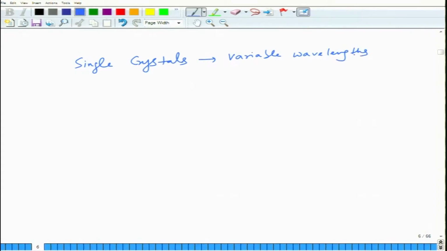So that you have multiple peaks coming out of the sample, so you want to get more data to analyze it. So, variable wavelengths are used. This method is called the Laue method. Okay.